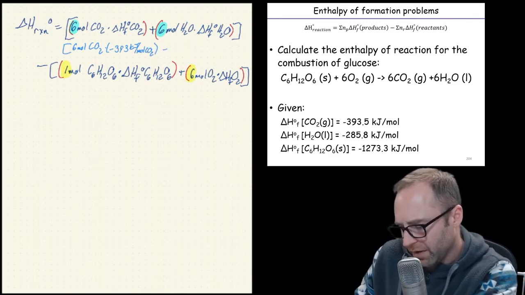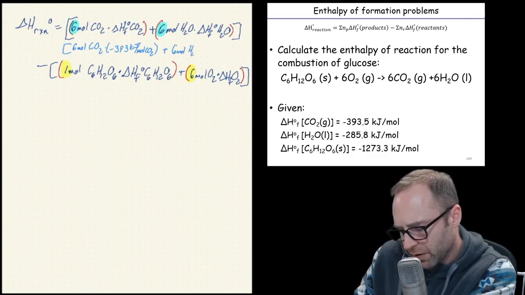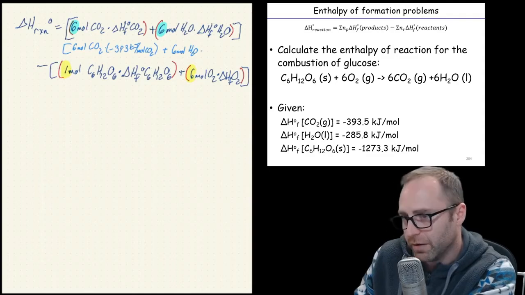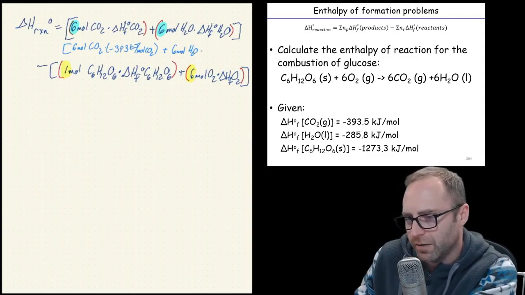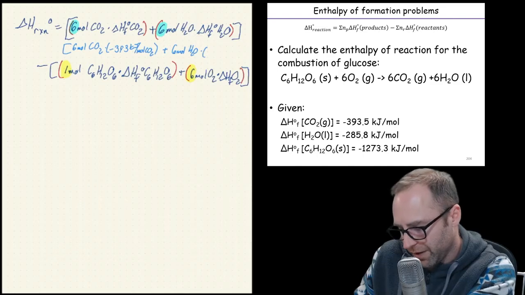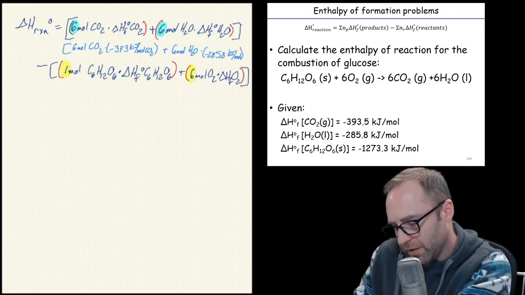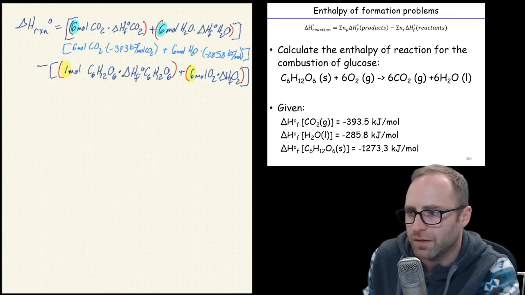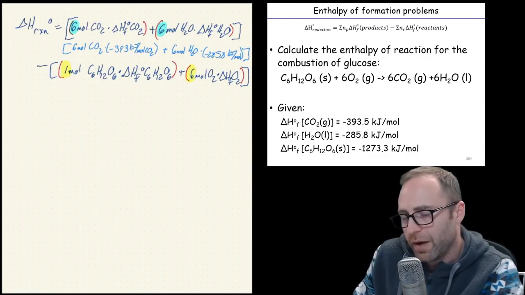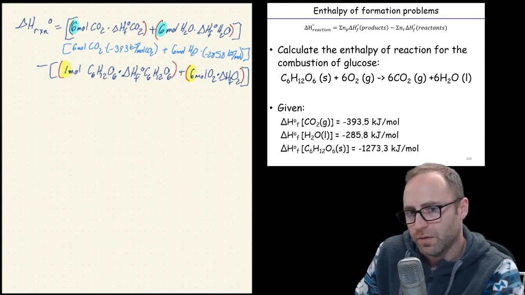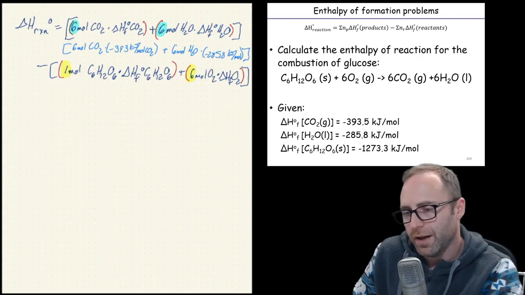And then I'm going to plus 6 mole H2O times the enthalpy of formation of my water, which is given to me, and I'm being told it is negative 285.8 kilojoules per mole. And now I'm going to close my bracket because that's the thing that I'm supposed to do based off the way that I wrote up the equation. So now I'm just plugging in numbers for all of the things that I have written out.